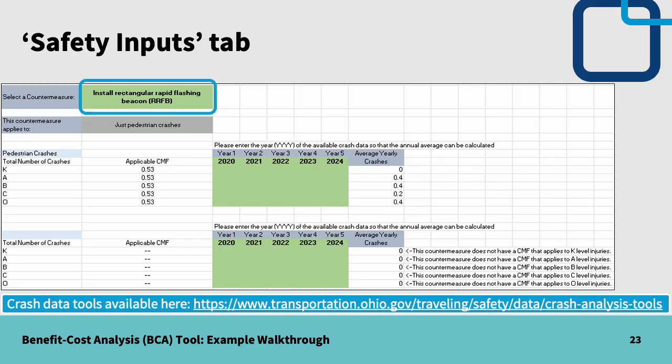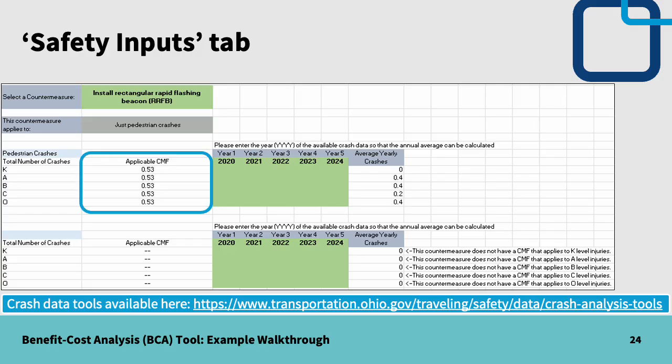First, the countermeasure. You'll see at the top instructions to select a countermeasure. In this cell, you'll find a drop-down list of different countermeasures that have an already calculated impact on crash rates. Most common active transportation countermeasures will be in this list. In our case, we have Install RRFB, so we select that.